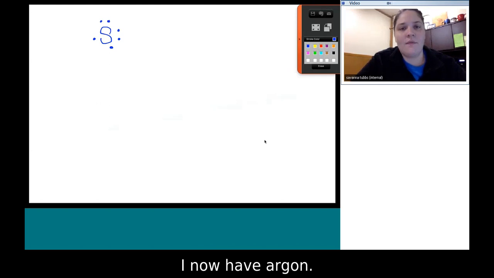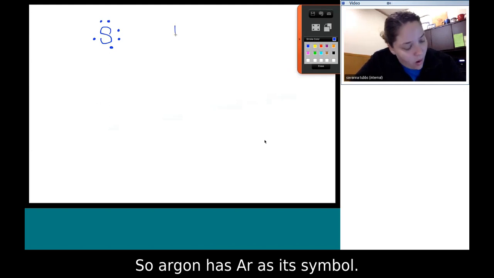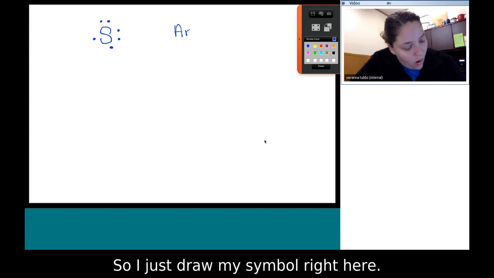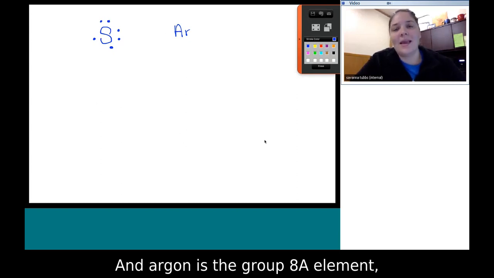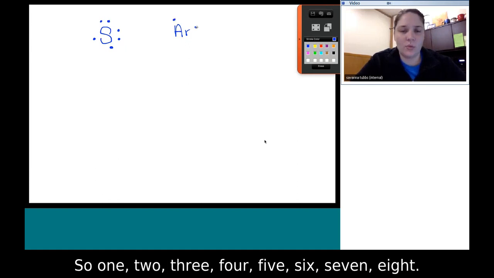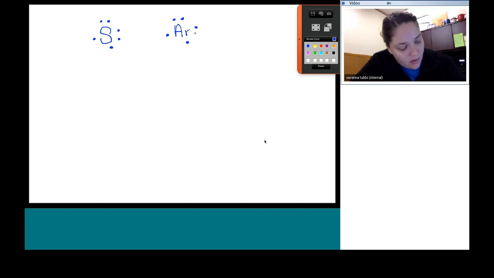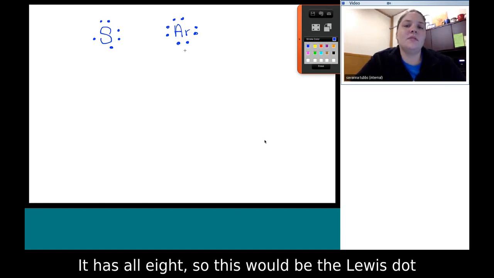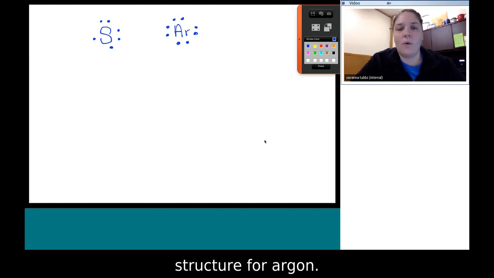I now have argon. So argon has Ar as its symbol. So I just draw my symbol right here, and argon is a group 8A element. So I have 8 valence electrons surrounding it. So 1, 2, 3, 4, 5, 6, 7, 8. It has all 8, so this would be the Lewis dot structure for argon.